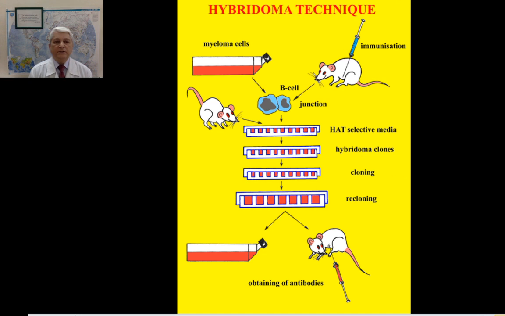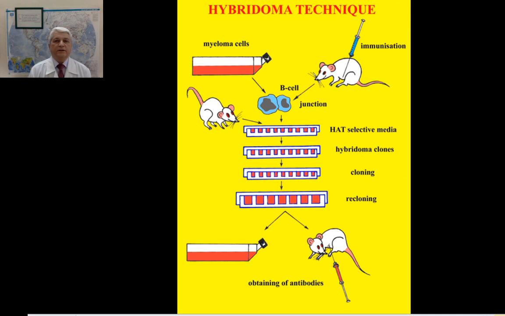The idea was to make B lymphocyte immortal. What is immortal? Immortal means that it can live for a very long time without death and can produce a lot of cells of one clone. Is it possible? Yes, it is possible. Malignant tumor cells are immortal. They can live in vitro, for example, for a very long time if we give them food.